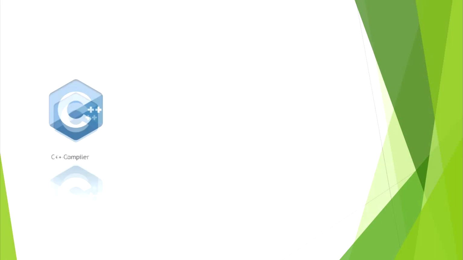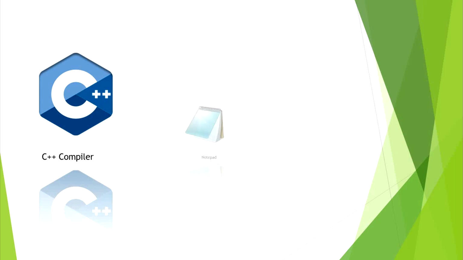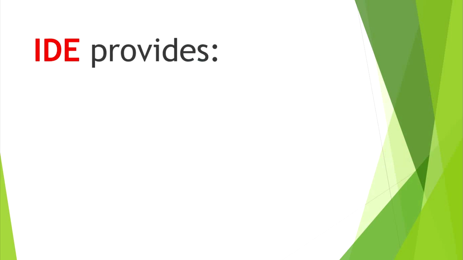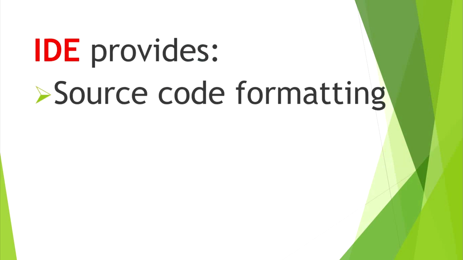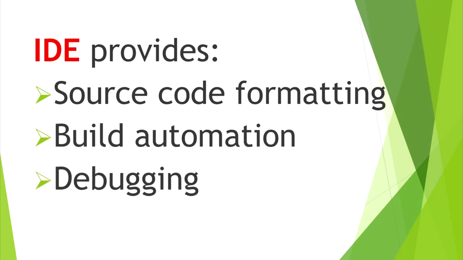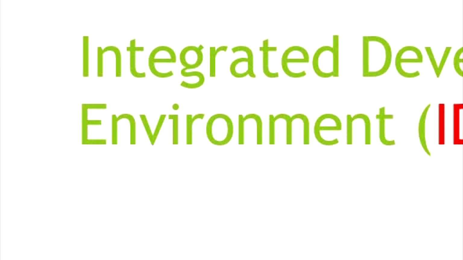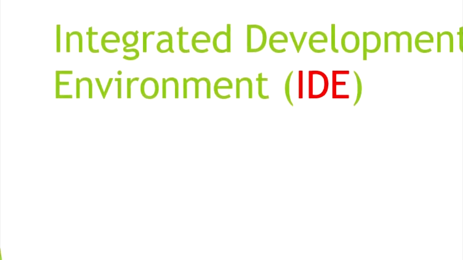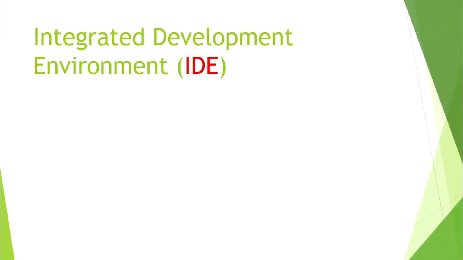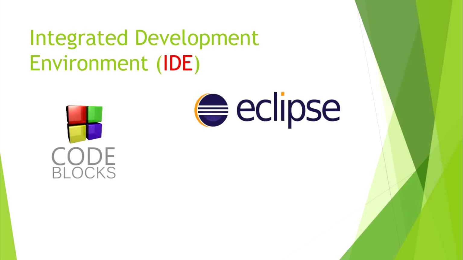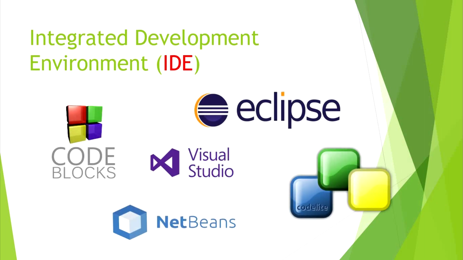In general, if you were to download a C++ compiler, you could just use a text editor like Notepad to write your code. However, an IDE provides facilities like source code formatting, build automation, and debugging. An IDE stands for Integrated Development Environment. There are several IDEs available for C++ developers. Some of the best ones are CodeBlocks, Eclipse, Visual Studio, CodeLite, NetBeans, etc.